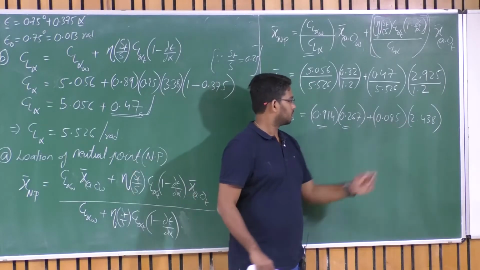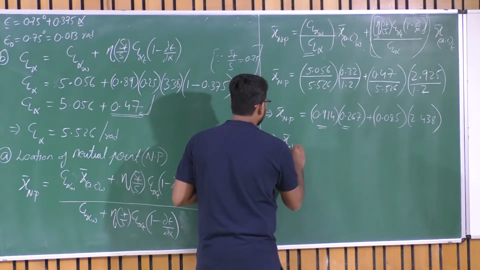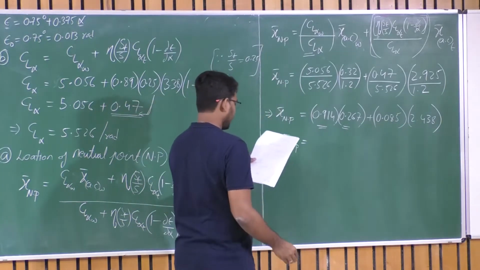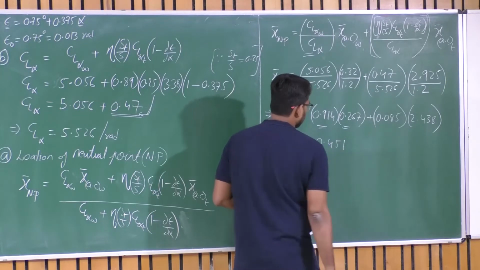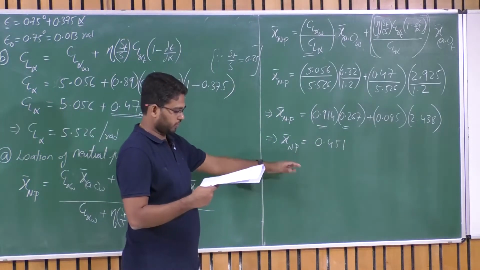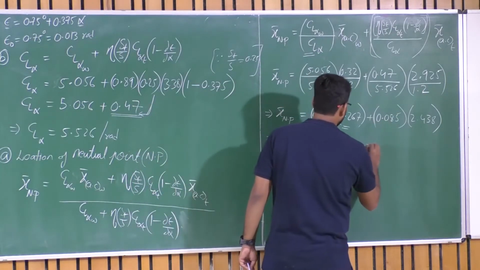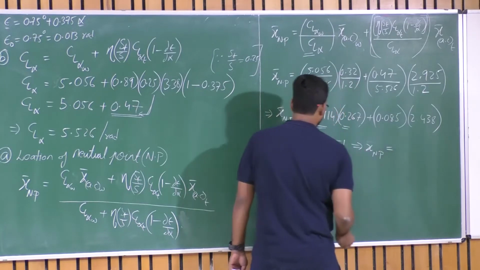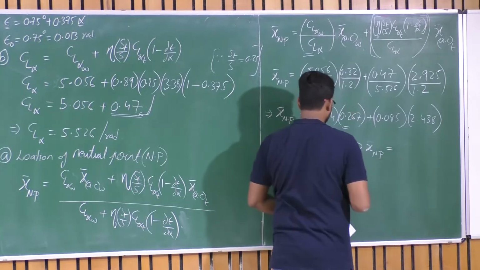So what it turns out to be is somewhere in between these two locations, right? X bar NP is 0.451. Can you see this? X bar NP is 0.451. If you multiply by c bar, what is the value? The corresponding location X NP equals 0.451 times 1.2. How much?